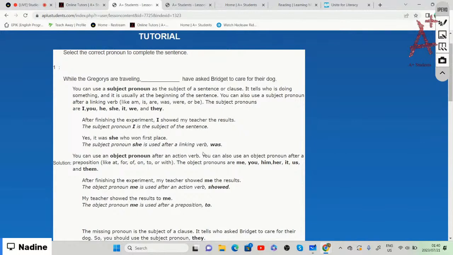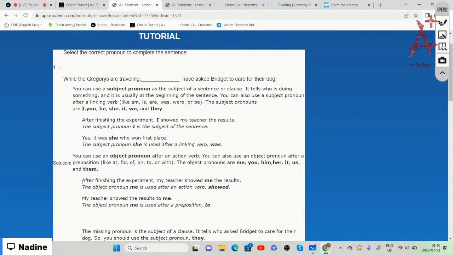So once again, if we were to find the difference between a subject pronoun and an object pronoun, we can say that the subject pronoun within the sentence or the clause tells us who is doing something, and we usually find it at the beginning of a sentence. And then we have an object pronoun, which we usually find after an action verb, right?